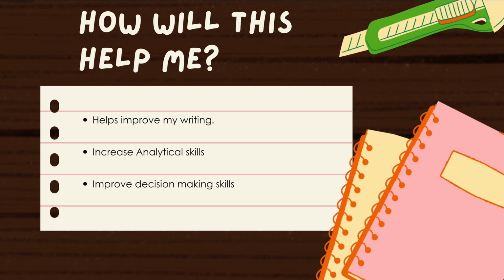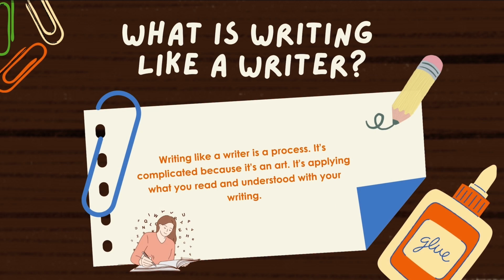And then the third one is improving my decision making. It's going to improve my decision making because, like I said, when I'm reading an author, I question why the author added this, or why the author did not add this. And then that's going to show me, okay, I'm trying to address an audience. I'm going to do what the author did, or I'm going to not do what the author did. And that's just going to improve my decision making over time.